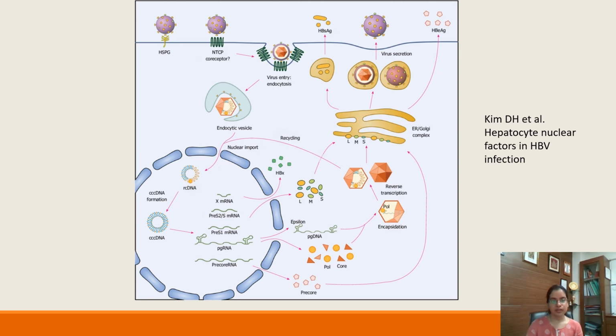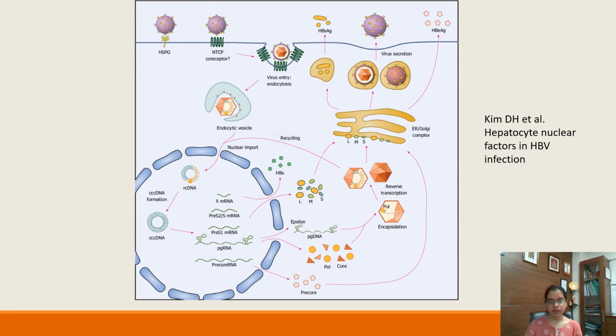So first, this is the pre-genomic RNA, which is complementary to this circular DNA. It further transcribes into the pre-genomic DNA with the help of reverse transcriptase. The pre-S2 and pre-S1 mRNA are responsible for production of the hepatitis B surface antigens. Pre-genomic RNA is complementary to this covalently closed circular DNA and it forms the HBV DNA, and this pre-core RNA is responsible for formation of HBe antigen.